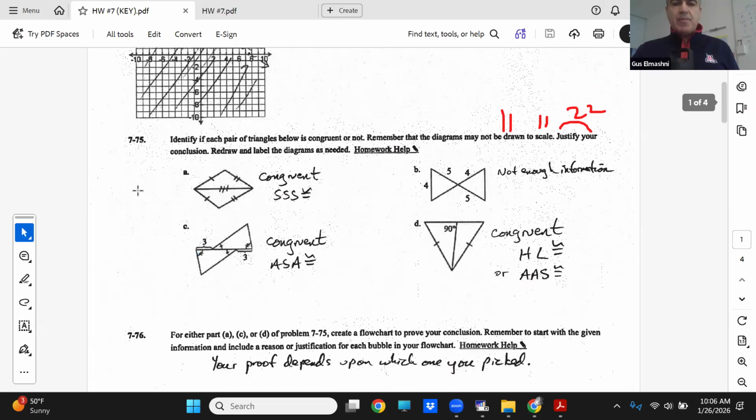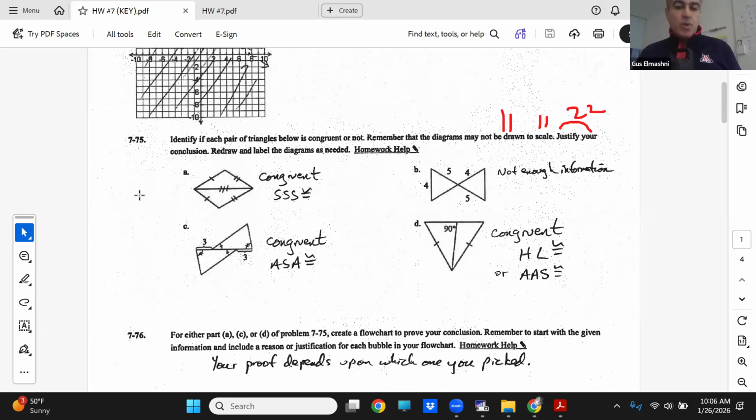For 775, you're asked to identify whether these are congruent or not, and if so, state the reason why. All sides are the same for A. For B, we don't have information. We saw that in the notes. They're proportional, but what do you do? Can't do anything. Actually, I'm not sure you can even say that. So anyhow, we just don't have enough info.